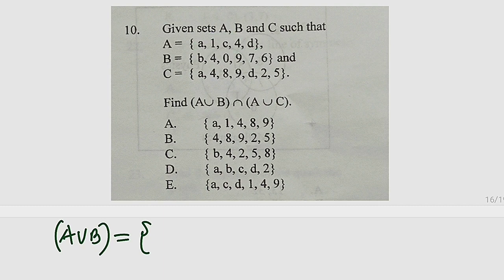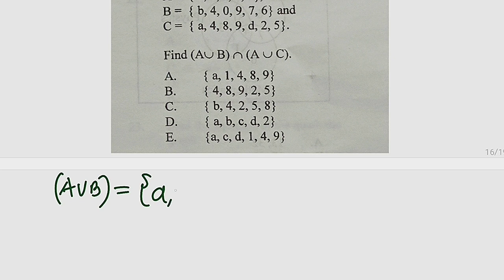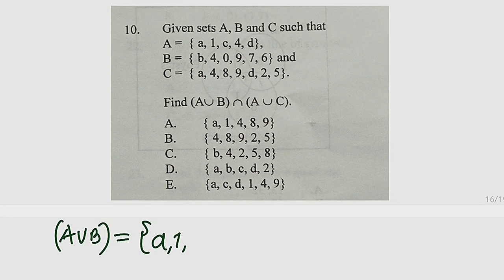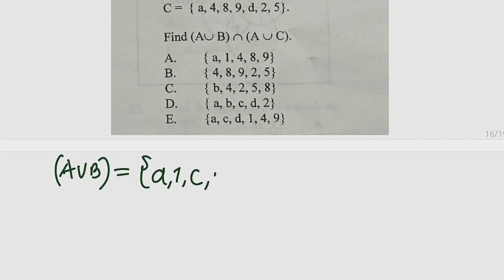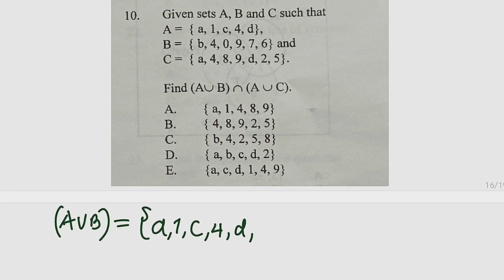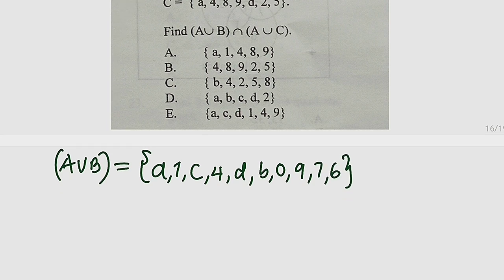Here, let me write that of A first. We have A, 1, C, 4, and D. And that of B, we are going to unite them without repetition. So you can see we have B here, but in the set A there is no B, so you can write it confidently. We have 4 here, but 4 is already present in set A. Then you move to the next one. We have 0, we have 9, we have 7, and we have 6. This is A union B.